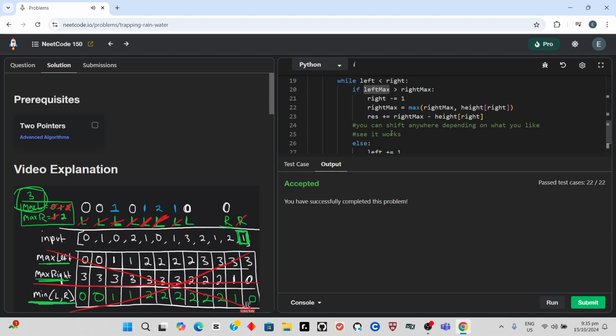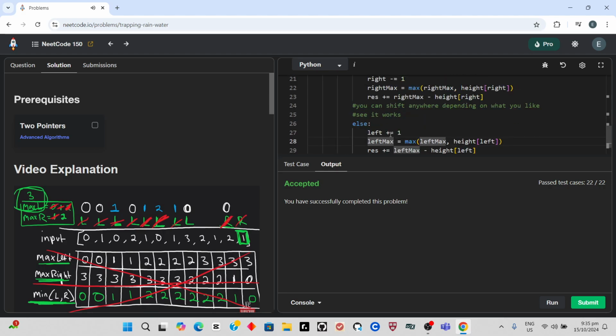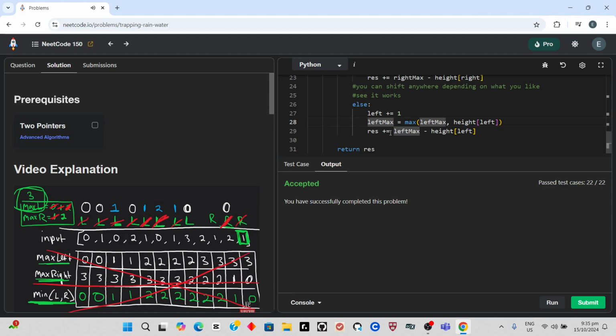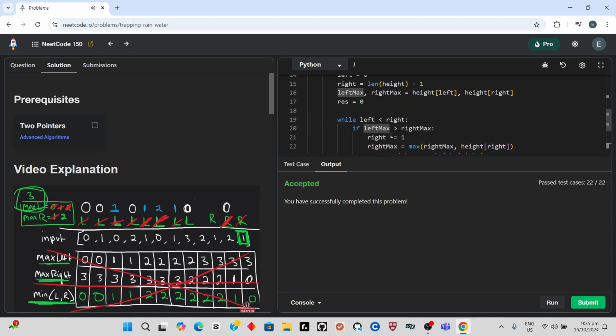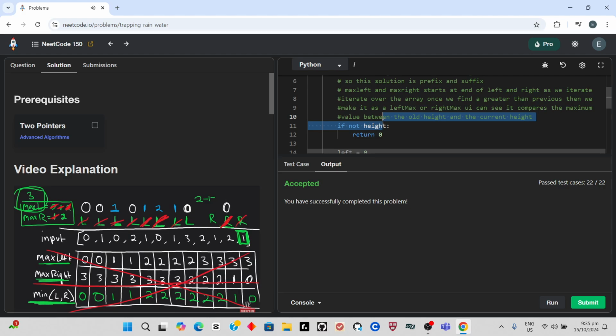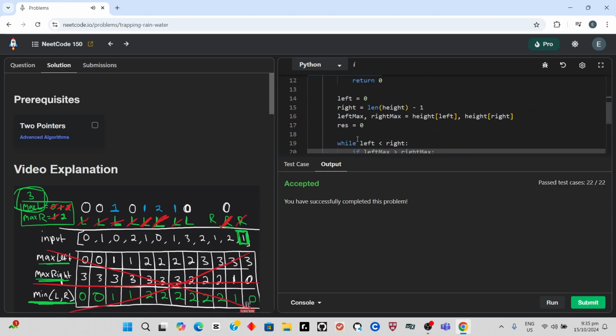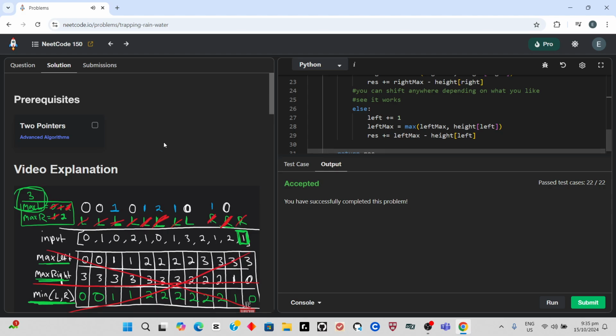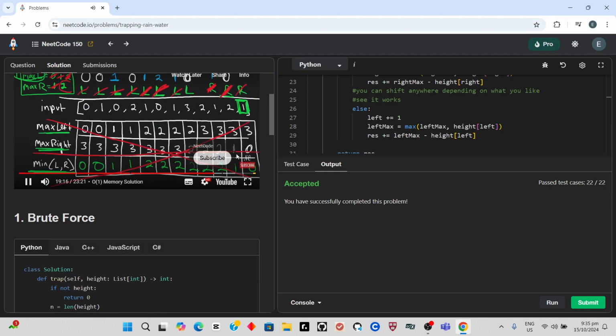Remember, we're shifting the minimum height. So we're taking now the right height and shifting it. So now we're at a right position. We can take the max right, which is 2, subtract it from the height in this position. 2 minus 1 is going to give us a 1. That means we can store 1 unit of water here. Now let's shift our right pointer again because 2 is less than 3.